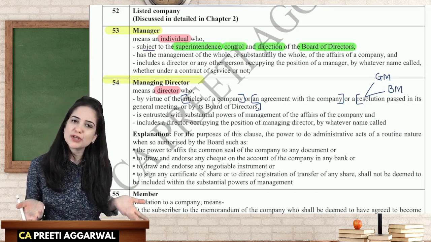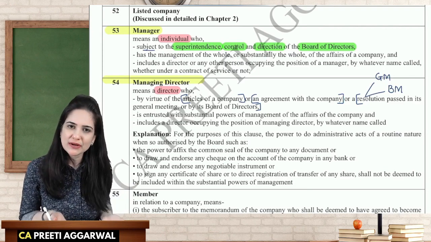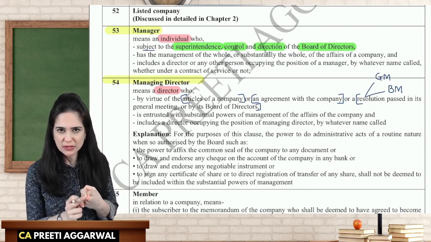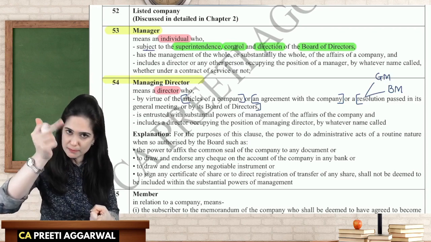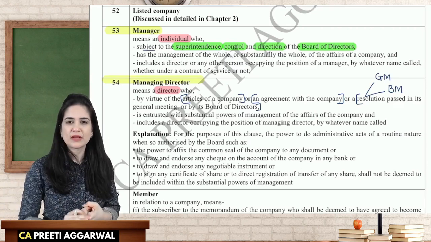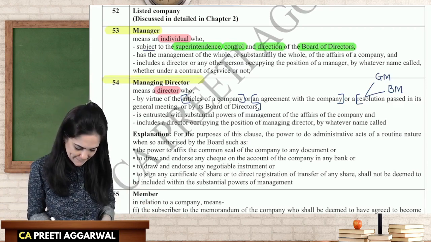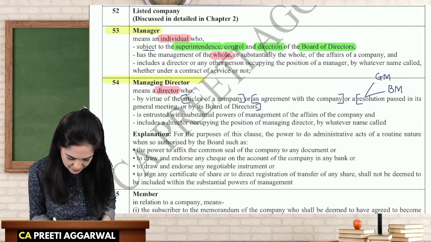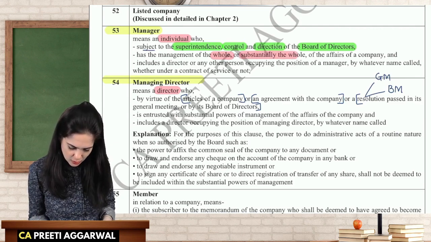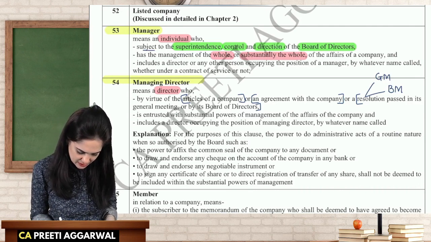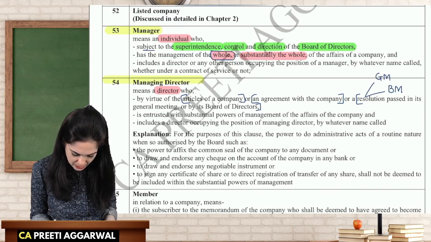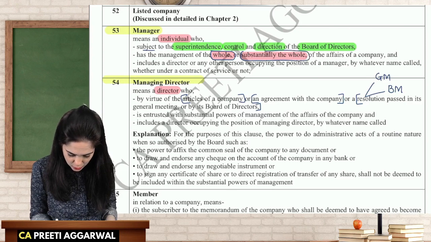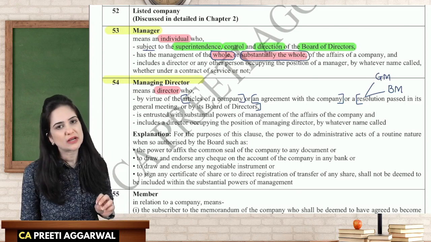Now, what does a manager do? That should be our main discussion point. We know he should be an individual. We know that he operates below the directors. But what does he do? He has the management of whole or substantially whole of the affairs of the company. We will put it in a box: either whole or substantially the whole of affairs of the company.